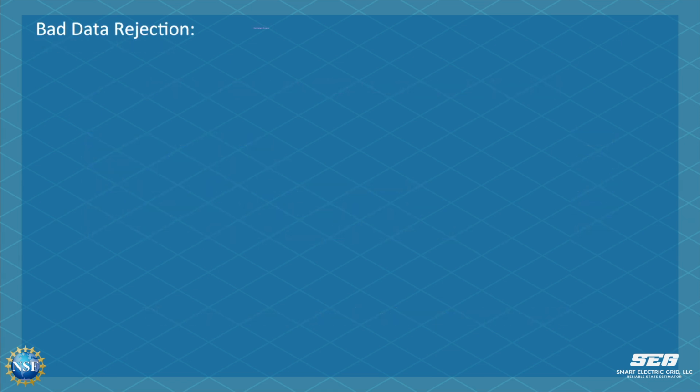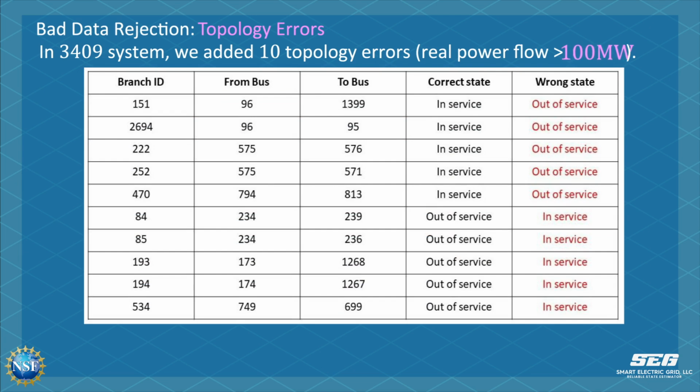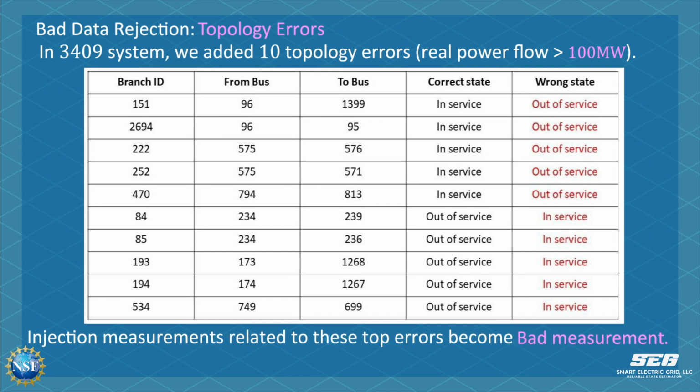In the test, a topology error is expected not to make the system unobservable, and the real power line flow on the branch must exceed 100 megawatt to test SE Plus's rejection capability on significant topology errors. We created topology errors on 10 branches, 5 from close to open and 5 from open to close, resulting in 34 bus injection measurements, real and reactive power, becoming bad due to these errors.